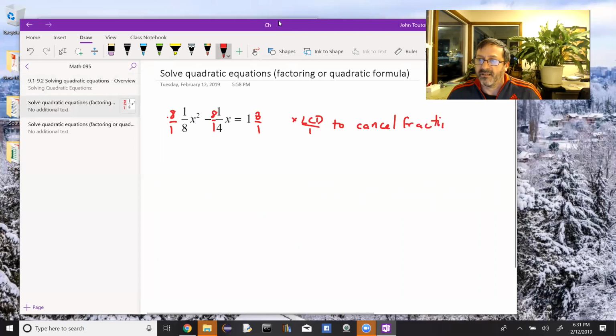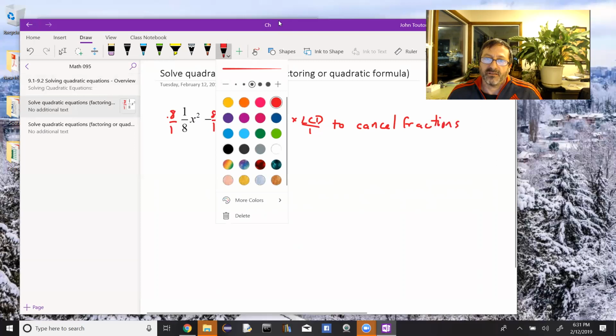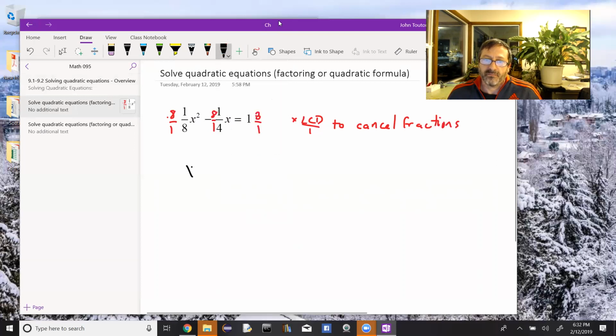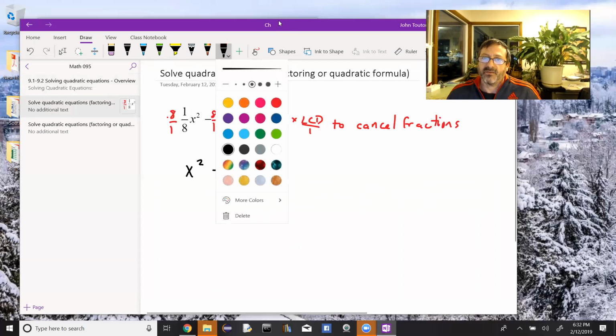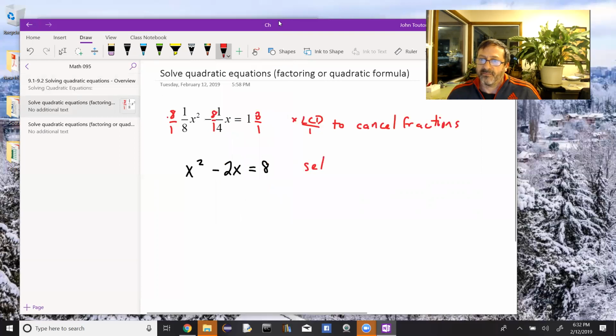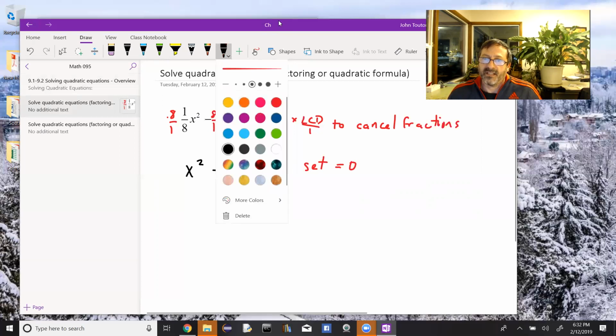Okay, so what do we get? The 8 over here cancels. We get x squared by itself. Four goes into 8 twice, so we get minus 2 times x. And that is then going to equal, on the right-hand side, 8. And then I want to set this equal to 0 so that it will be in standard form. So I'll do that by subtracting the 8 from both sides.